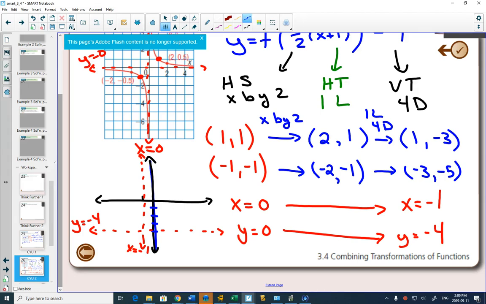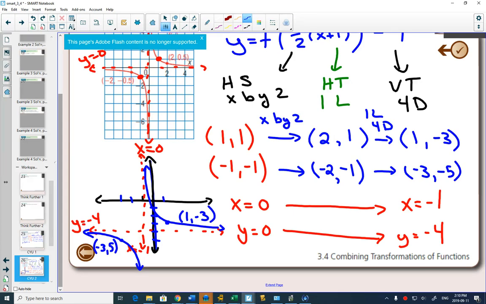I look at my key points, 1, -3, and -3, 5. Once you have your points, you can draw your graph towards the asymptotes, and you have the right shape.